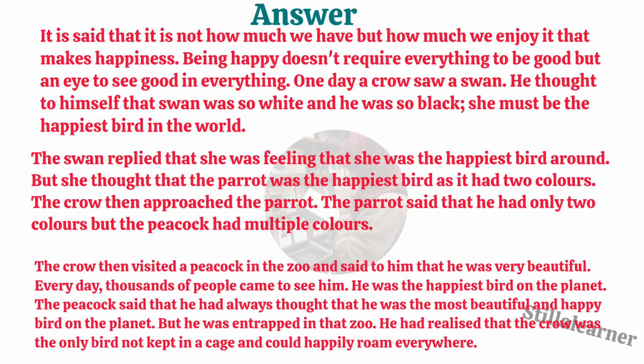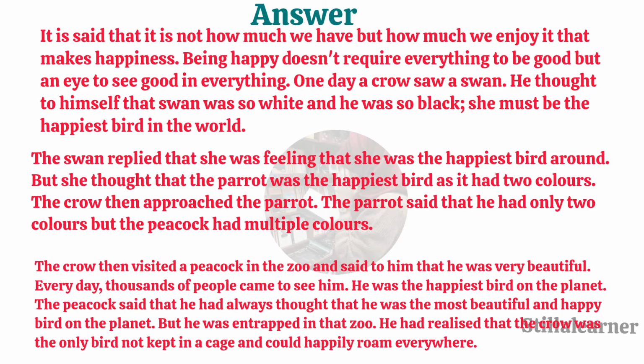The crow then approached the parrot. The parrot said that he had only two colors, but the peacock had multiple colors. Then the crow visited a peacock in the zoo and said to him that he was very beautiful. Every day thousands of people came to see him. He was the happiest bird on the planet.